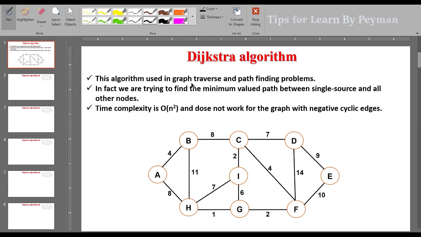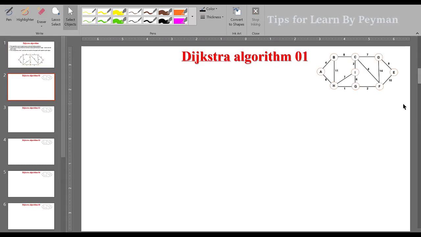This algorithm is used in graph traversal and pathfinding problems. In fact, we are trying to find the minimum value path between a single source and all other nodes. The time complexity is on the order of n squared, and it does not work for graphs with negative cyclic edges. Here you see we have the sample graph. We want to start, for example, from the A node and reach all the other nodes using the minimum valued path. So let's see how this algorithm works.